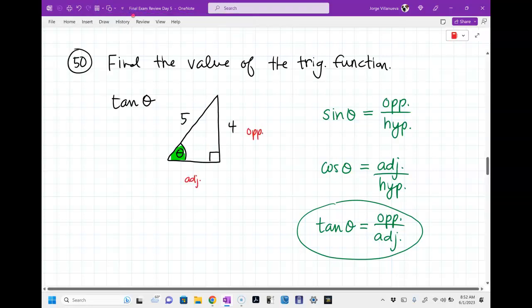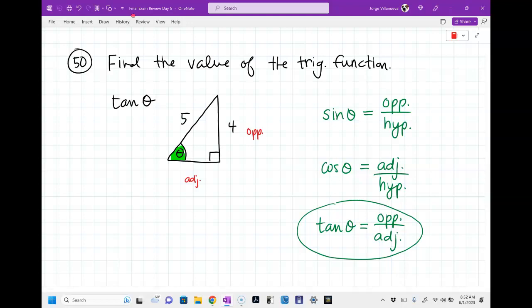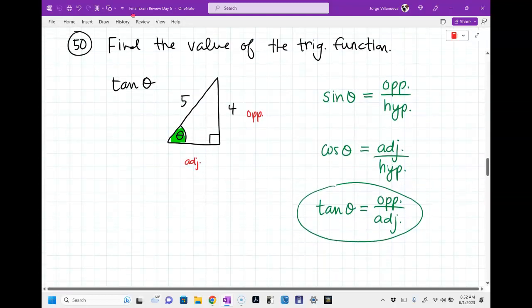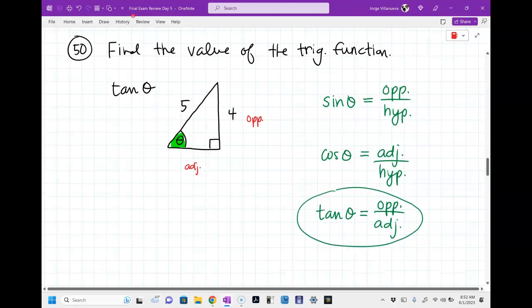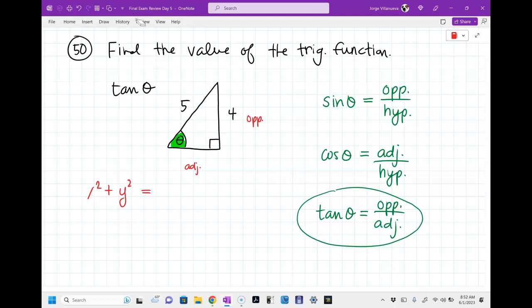The problem is I don't know what adjacent is. If I knew what adjacent was, then I can finish this problem really quickly. So I'm going to have to use a formula, right? A formula that you guys should know, which is the Pythagorean Theorem. Okay, x squared plus y squared equals, actually no, you guys don't use x and y, huh? You guys use ABC. So a squared plus b squared equals c squared. In my trig classes, we use x, y, r.